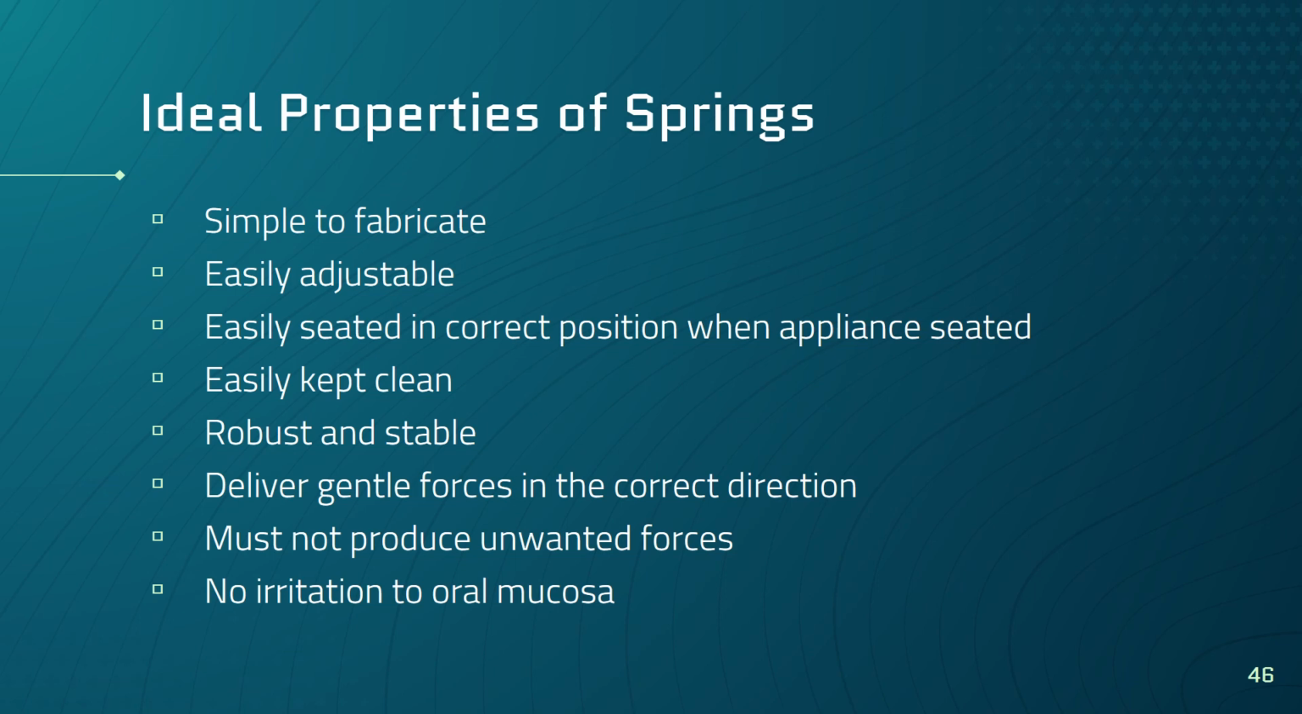Now, what are the ideal properties of springs? Now, the ideal properties of springs are they should be simple to fabricate, easily adjustable, and easily seated in the correct position when the appliance is seated. It should easily be kept clean by the patient. It should be robust and stable so that it doesn't distort easily. It should deliver gentle forces in the correct direction. It should preferably not produce unwanted forces, and there should be no irritation to the oral mucosa.